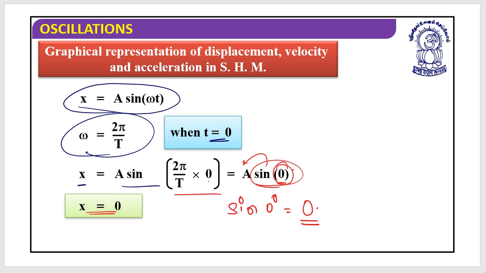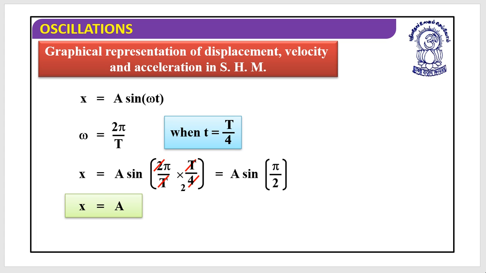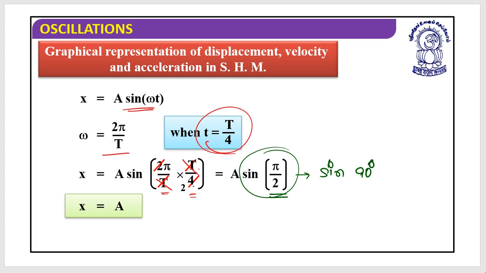We are going to do the same thing for every time, with x = a sin ωt, where ω = 2π/T. Now when t = T/4, I put this value into the relation: 2π/T multiplied by T/4. This T and this T cancel, and it's 2π/4. So I am left with x = a sin(π/2), and sin π/2 is sin 90 degree, which is equal to 1. So this is 1 multiplied by a, which is equal to a.